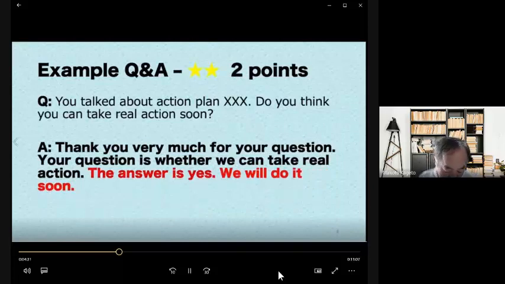Next one is a score 2 example. Look at this. Thank you very much for your question. Your question is whether we can take real action. The answer is yes. We will do it soon. It has 2 sentences, but there's no explanation. The audience knows, oh, the answer is yes. That's all. So this kind of answer will get point 2.